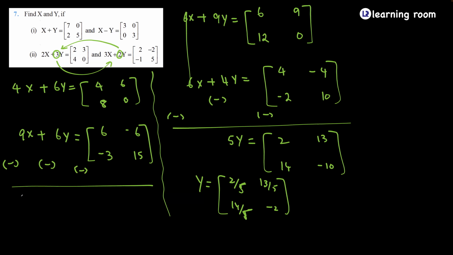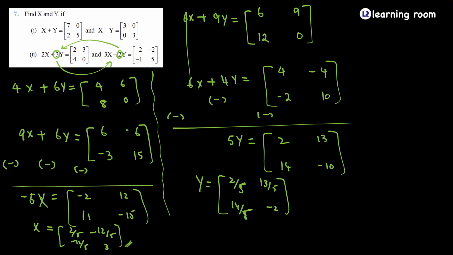When you do this, you will get minus 5x is equal to minus 2, 12, 11, minus 15. So x will be equal to, you will take it to the other side, 2 by 5, minus 12 by 5, minus 11 by 5, and 3. This will be the answer. If you substitute y and then solve it, you will have to deal with LCM, like fractions. Don't do that. So that's it for today. The remaining problems you can try out.